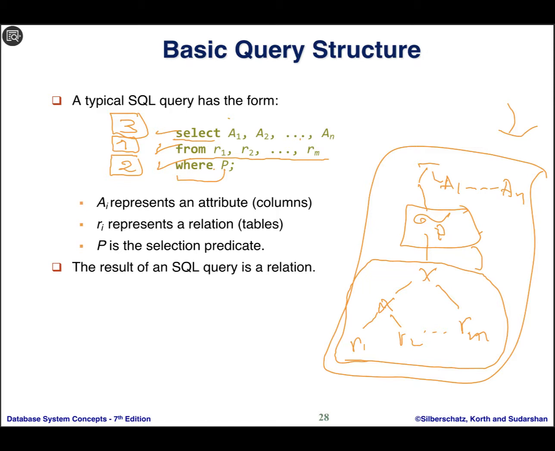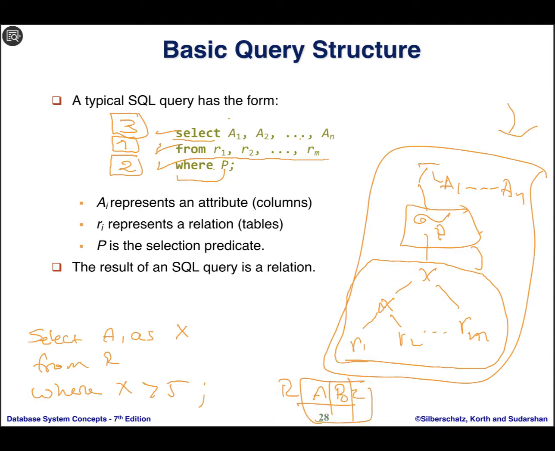Because later we're going to use some alias for the select. For example, let's do this one. Select A1 as, let's say, X from R where X is greater than 5. If you do something like this, and the relation R contains, for example, attributes A, B, C, based on the order of execution, what is the system going to do? It's going to ask for the relation R first. The relation R contains A, B, C attributes.